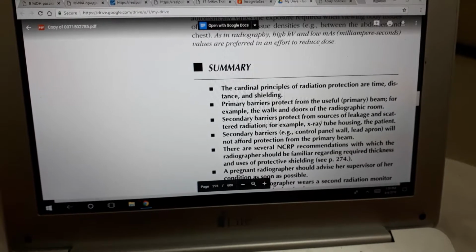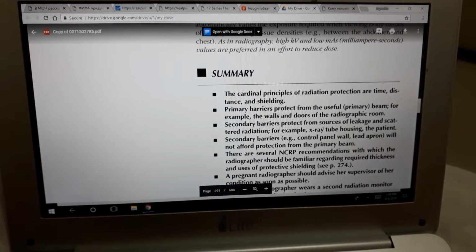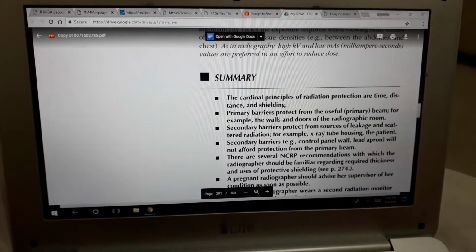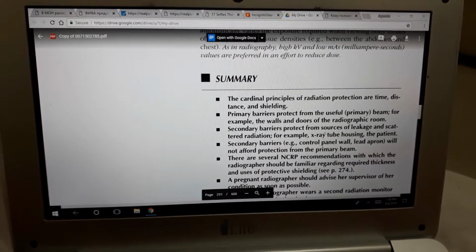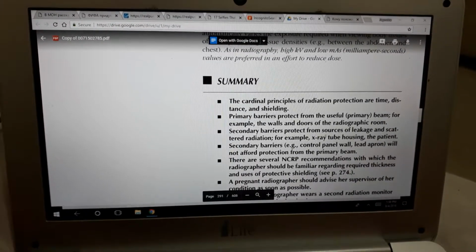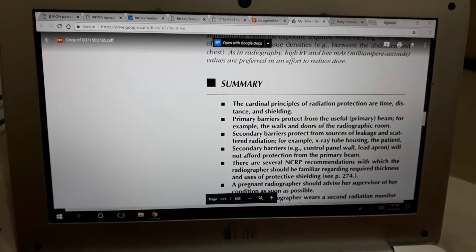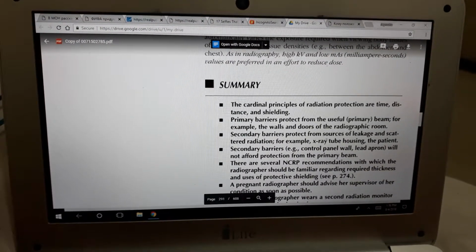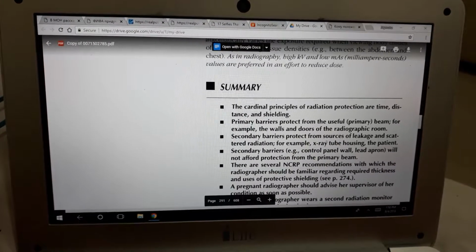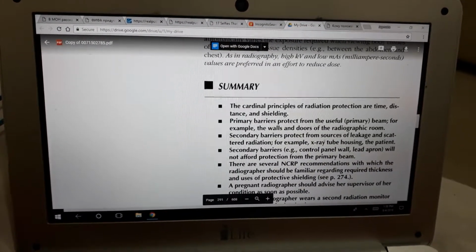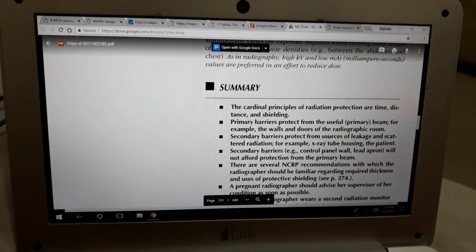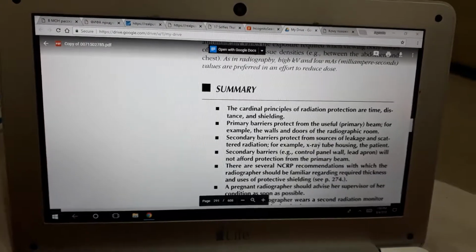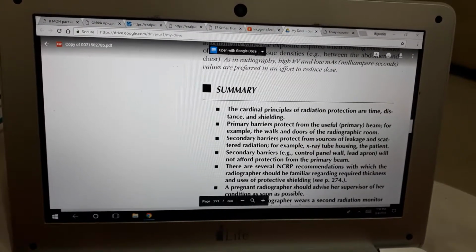Next, the cardinal principles of radiation protection are time, distance, and shielding. The primary barrier protects from the useful beam, for example the wall of the radiography room. The secondary barrier protects from source leakage and scattered radiation, for example the tube housing. The patient is also a scatterer. Secondary barriers, for example the control panel and lead apron, will not afford protection from the primary beam.